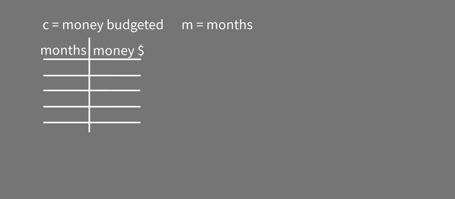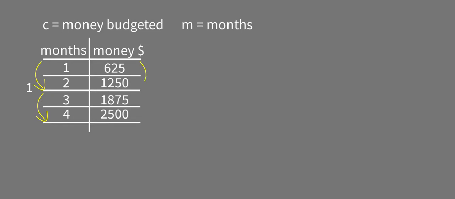We can see from the graph we have points of months 1, 2, 3, and 4. And corresponding to those months, the money budgeted is $625, $1,250, $1,875, and $2,500. So again, if we look at the difference in the number of months for our inputs, we're looking at 1 in each instance. So each one of these is per 1 month change.